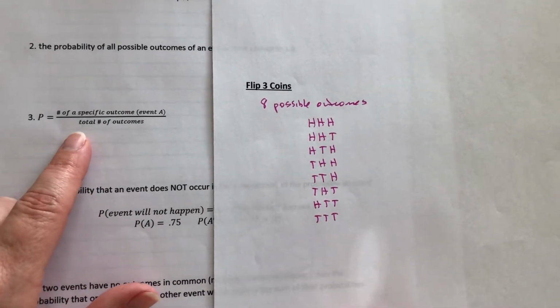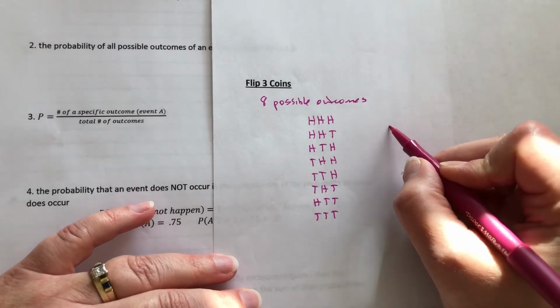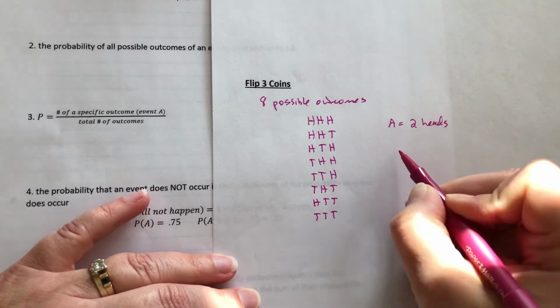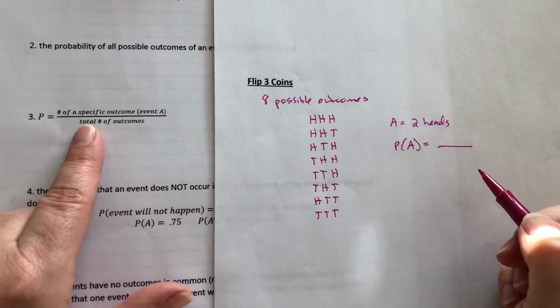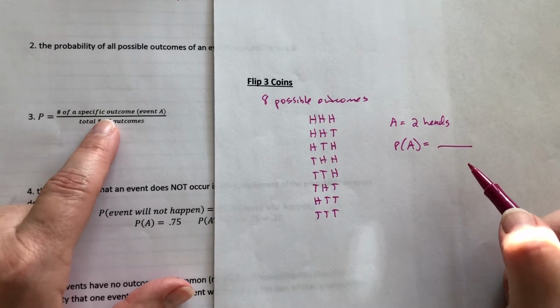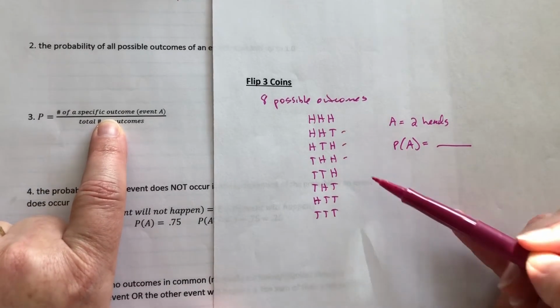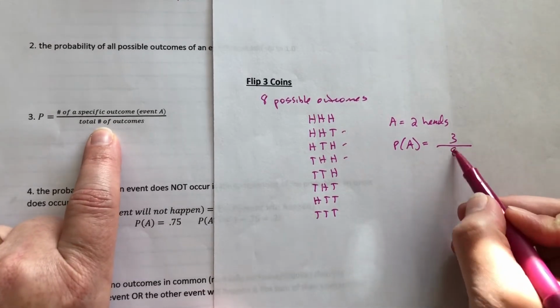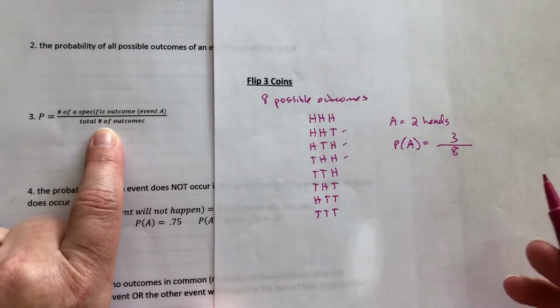If I want to know the probability of a specific outcome, let's say my event, which I'm going to denote as A, is getting 2 heads. I would say the probability of A is the total number of that specific event, so 2 heads is right here, those 3, out of the total number of outcomes, which was 8. So the probability of getting 2 heads is 3 out of 8.